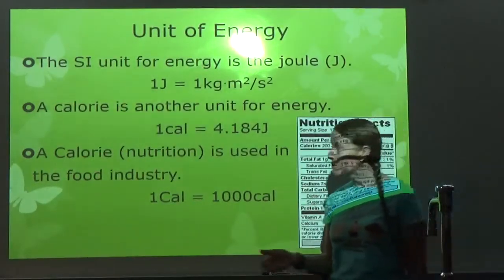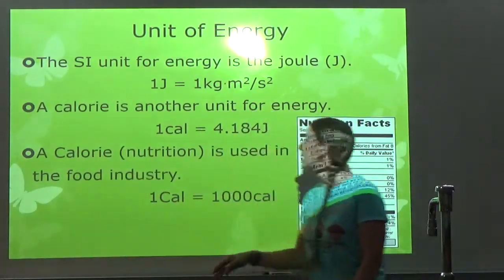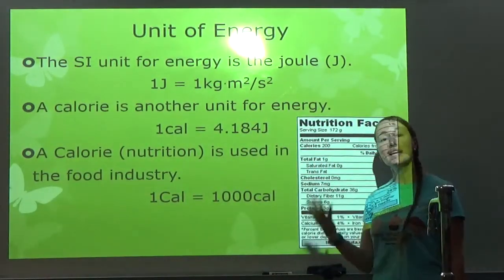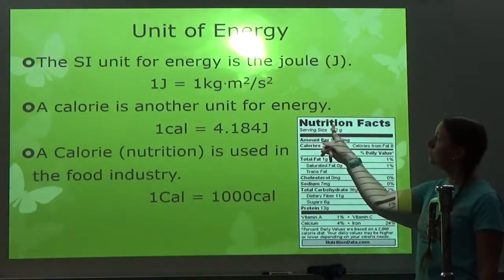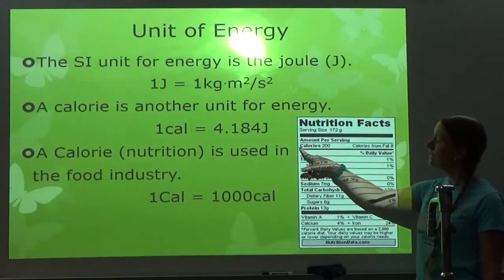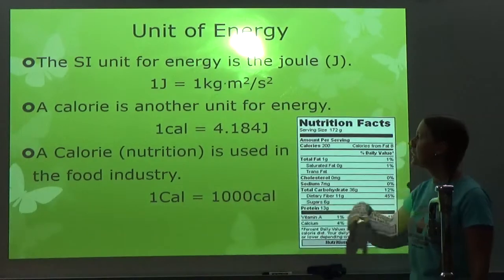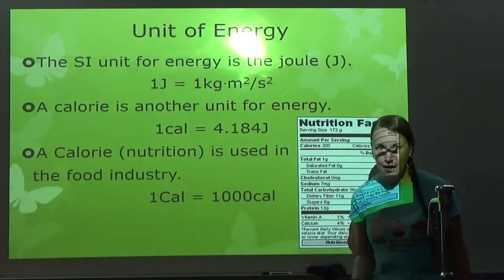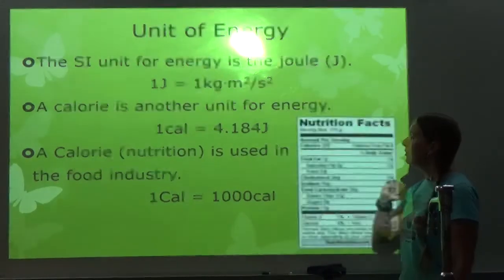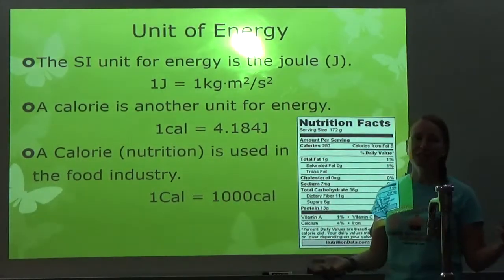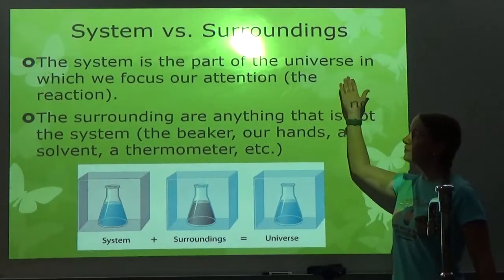And then a capital C, or nutritional calorie. Notice it has a capital C, this has a lowercase c. It is used in the food industry, and it's actually a kilocalorie. So a capital C calorie is 1,000 calories. If you look at the nutrition facts on your food, it's going to say capital C calories, 200. Well, that's actually 200 kilocalories. So we're actually looking at a much larger number than that. But don't worry when they tell you you're allowed to have like 2,000 a day. Again, that's kilocalories too.